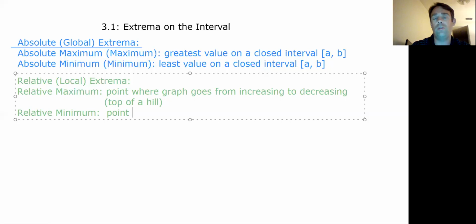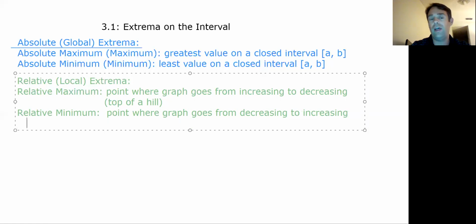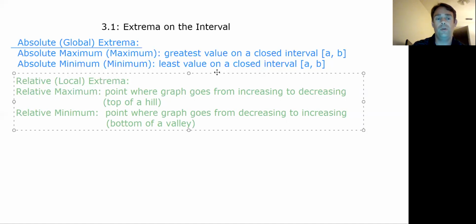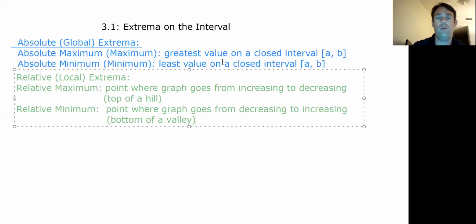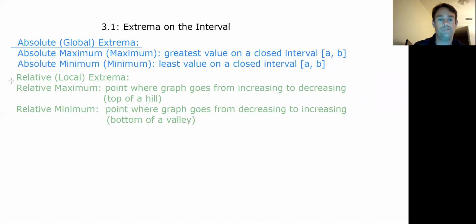And a relative minimum is the point where a graph goes from decreasing, so it's going downward, and then it comes up to increasing. We said last year in pre-calculus that we were going to look for essentially the bottoms of valleys. And those were relative extrema. So we have two different types: absolute extrema and relative extrema. Relative extrema don't have to be on a closed interval. They can be on an open interval. But absolute extrema are always on a closed interval.